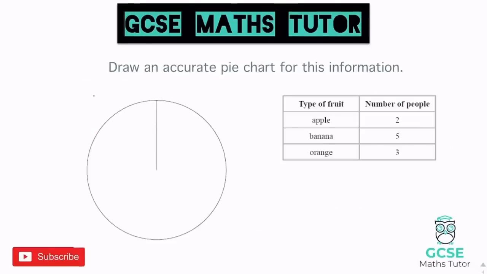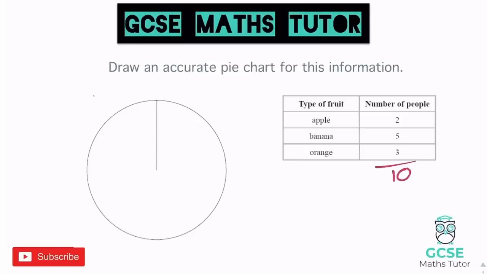Okay, so drawing a pie chart. We've got to draw an accurate pie chart for this information. So the good thing about a pie chart is these numbers in the table are always going to fit into 360. This is quite a small one here, because if I add these up, I've only got 10 people in this pie chart. It looks like the type of fruit that they prefer maybe. So we've got 10 people, so all I want to figure out is how many times this fits into 360.